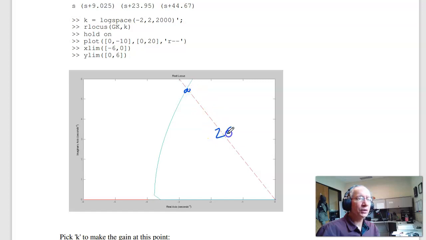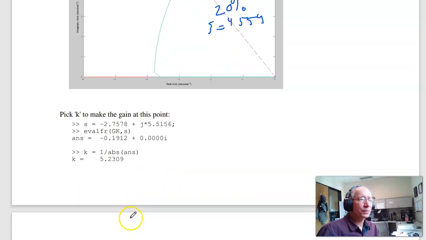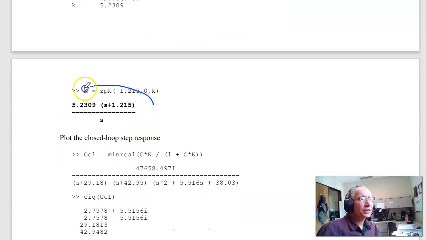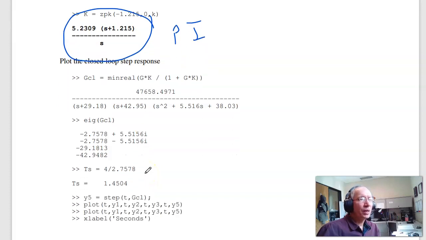Okay, here's 20% overshoot, over 2, up 1. Say it is 0.4559, all that. Find that point s. It's minus 2.75 plus j 5.5. Pick K to make the gain 1 at that point. And here's K of s. That's my PI compensator. If I close the feedback loop, I have a pole at minus 2.75 plus j 5.5. I knew that because I picked K to put the pole there. No error for step input. It's type 1. Settling time is 4 over the real part, 1.45 seconds.